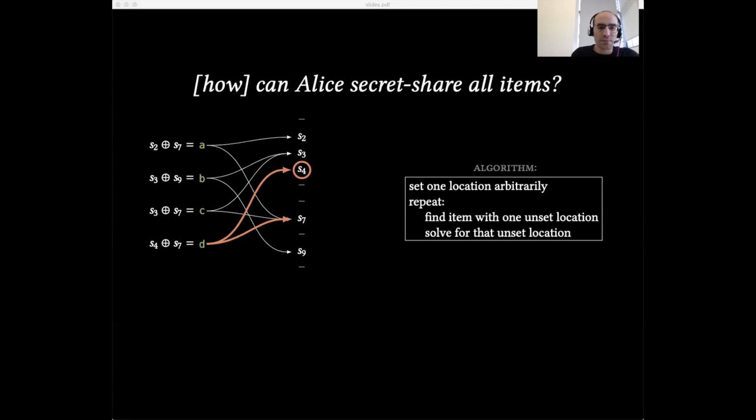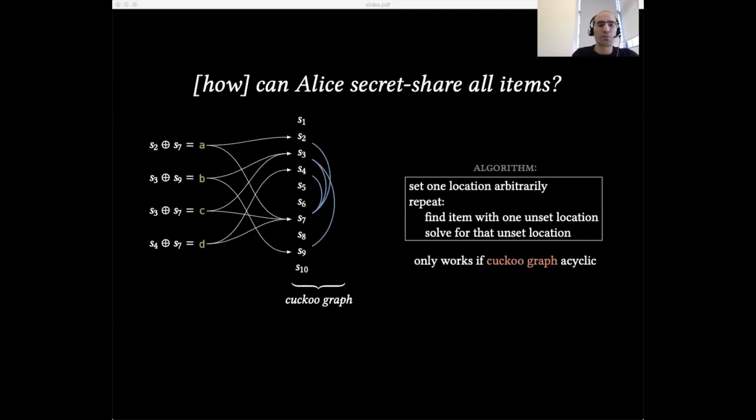This algorithm does not work in general because it is guaranteed to work only if the graph induced by the constraints of the items is acyclic. This graph is called a cuckoo graph, such that each position of the vector S is a vertex, and the edges are induced by the constraints. So A induces an edge between S2 and S7. These are the two positions that are associated with A.